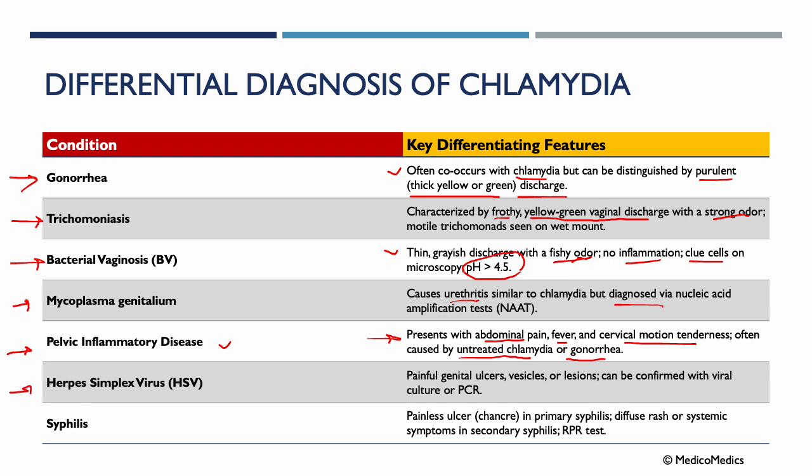If we want to differentiate it from herpes, well, herpes simplex virus presents typically with painful genital ulcers, vesicles, or lesions, and can be confirmed with viral culture or PCR. Syphilis presents with a painless ulcer or chancre in primary syphilis, and a diffuse rash or systemic symptoms in secondary syphilis. So while there are some similarities between these different diagnoses, there are clear differences as well. Feel free to study this page.